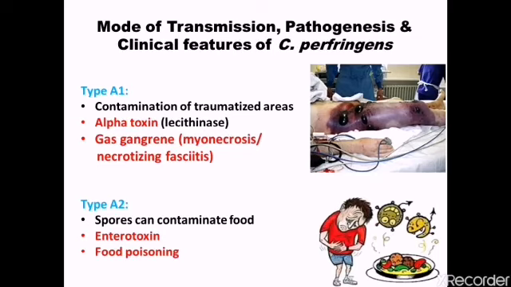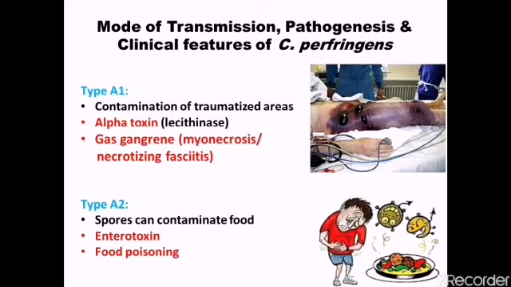The mode of transmission of type A1 is through entry of this organism into tissues by contamination of traumatized area from foreign particles such as soil or dust, etc. And the mode of transmission of type A2 is again through spores which are in soil, but they can contaminate food, which actually involves meat dishes.